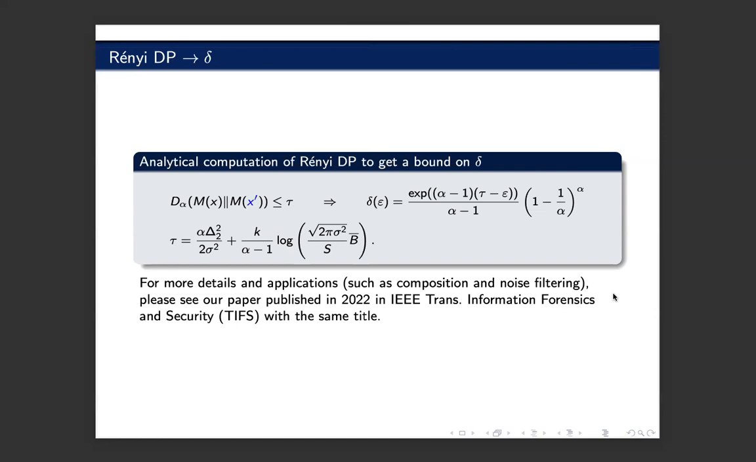If the Rényi divergence of the mechanism is smaller than or equal to tau, you can convert it to delta. So delta is a function of alpha, the order of divergence, and this tau and epsilon. You can then take the infimum over all alphas. This gives you the tightest delta that is possible if the divergence of the mechanism is tau.